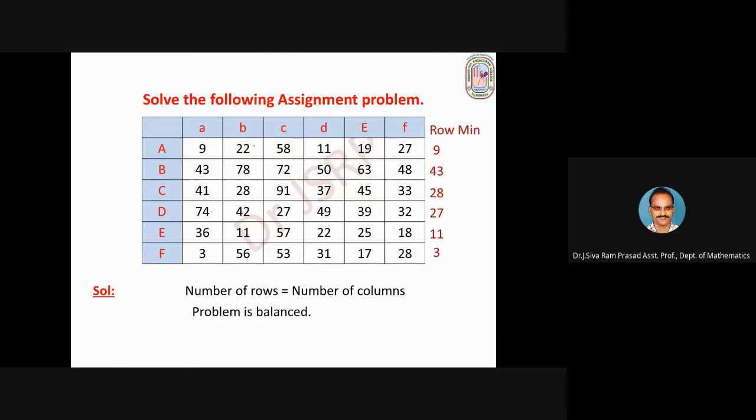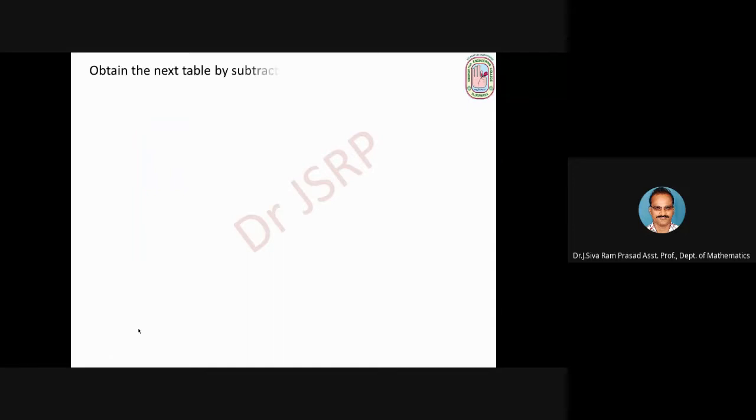So we have to subtract 9 from first row, 43 from second row, 28 from third row, 27 from fourth row, 11 from fifth row, 3 from sixth row. So what is the step to write? Obtain the next table or matrix by subtracting minimum of each row from the entries of that row.